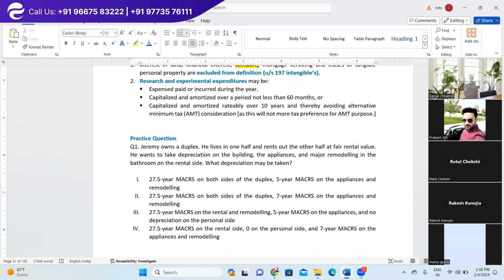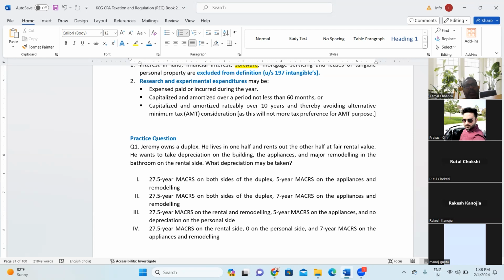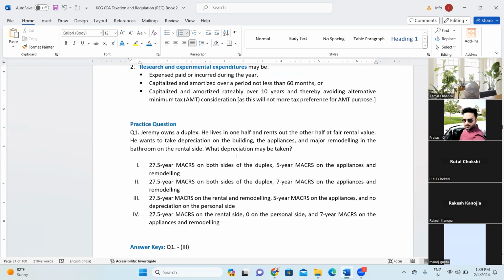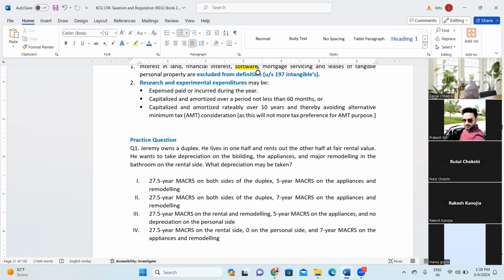First is the property side. We all know it's real property and residential property. So 27.5 years is right. That is something we all know. Now about the appliances, right? The appliances have a life of 5 years. So the second option and fourth option are out, so that is not there. Right? So now you need to choose between the first option and the third option.